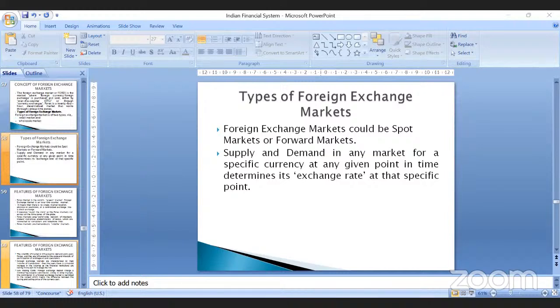They are also called forward exchange markets because future and forward transactions are performed. If you are performing immediate transactions, we call it a spot market.